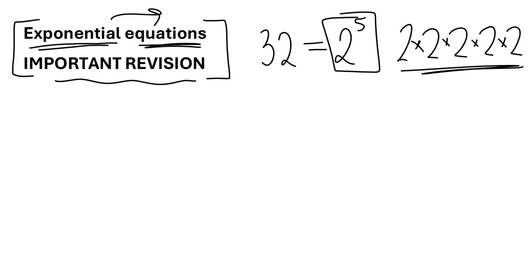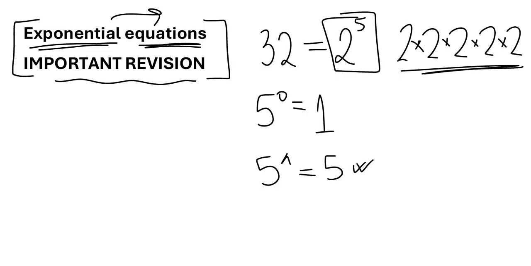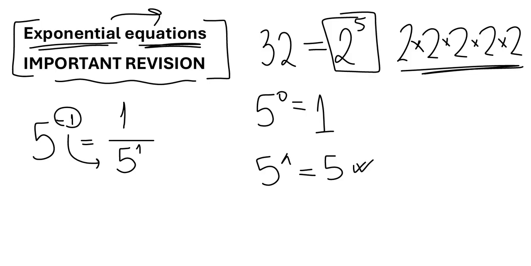What if we have, for example, 5 to the power of 0? We know that that is equal to 1. If we have 5 to the power of 1, that is equal to 5. So that remains 5. But what if we say 5 to the power of negative 1? Then we write it as a fraction and then our exponent becomes positive. So it will be 1 over 5 and then the exponent becomes positive 1, which is basically equal to 1 over 5.